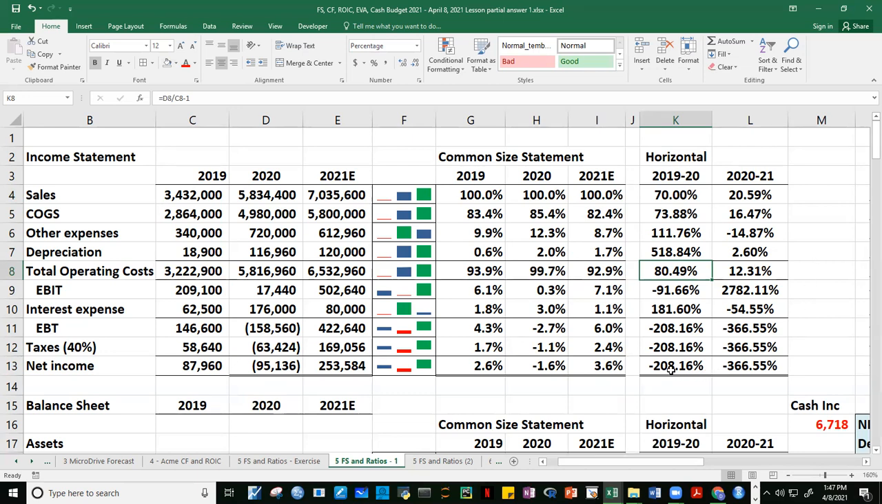All right, tingnan nyo to, no? Ano nangyari dito? Net income went down by 208%. Okay? Laki ng binaba, no? Okay, and then okay. So, ganun guys yung horizontal analysis. We're comparing by years.